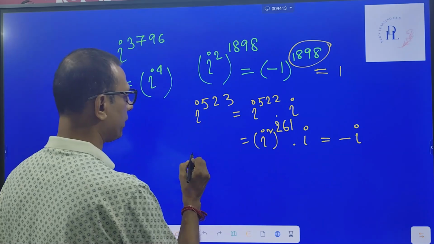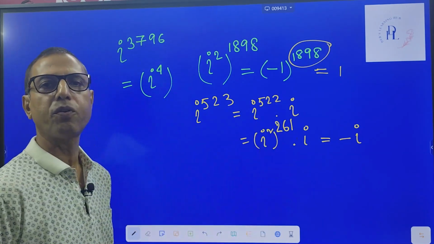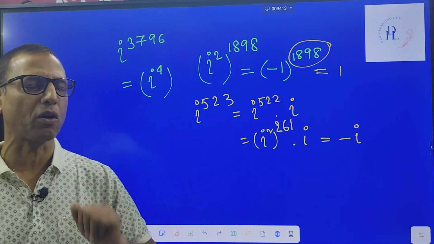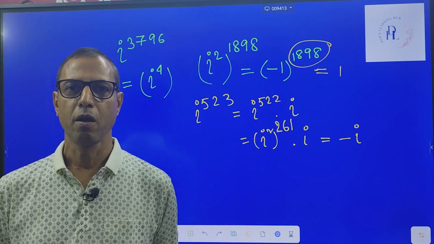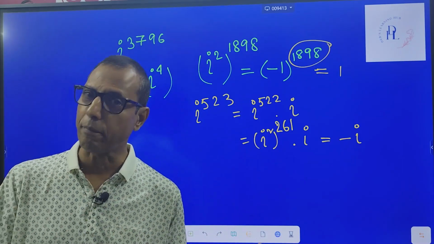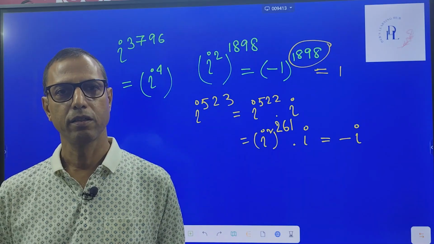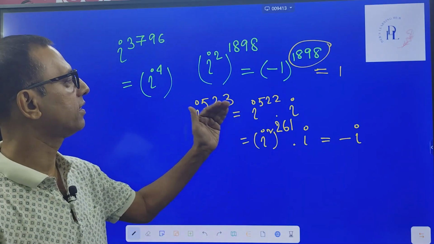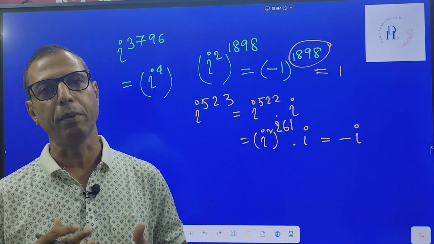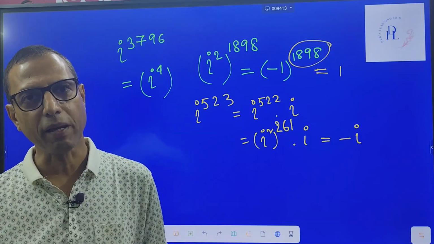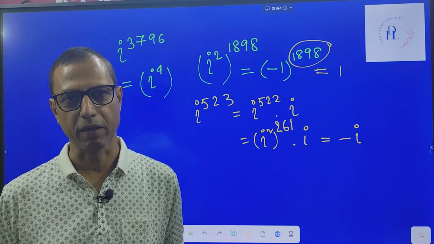Or if you do it with respect to 4, then what will happen, you need to divide 522 by 4. That will be a bit complicated for you because every number is not divisible by 4. But any number is divisible by 2 or 5, that you know already, right? So any number divided by 2 or 5 could be a recurring decimal or it could be without decimal, a round number.